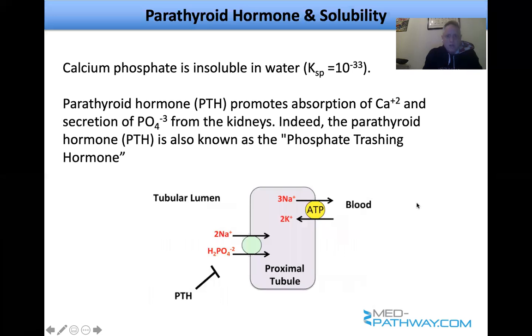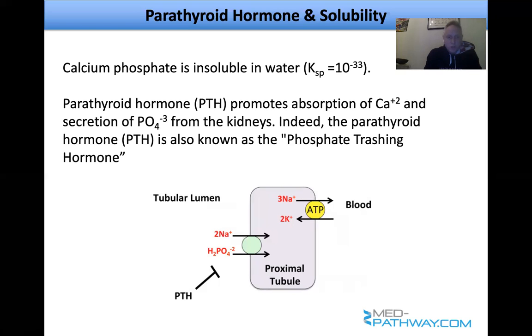And what that does is set up the parathyroid hormone. And we always have to think about biology when we think about solubility. I'm going to show you some more examples about the problems that cells have with transporting fats and other nonpolar molecules. So calcium phosphate's KSP is 10 to the minus 33. That's very insoluble. And so you probably know what the parathyroid hormone is. It works in antagonism to calcitonin. And the parathyroid hormone, PTH, is known as a phosphate trashing hormone.